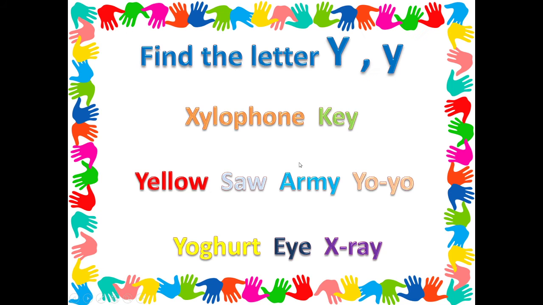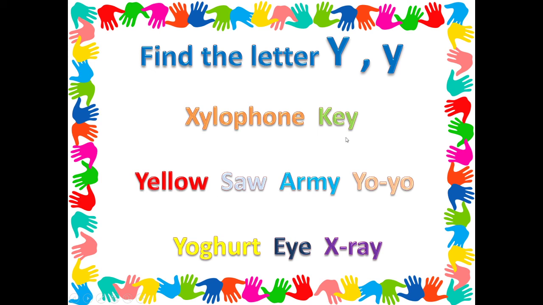Now, let's find the letter Y. Y capital or Y small. Now, xylophone. Does it have the letter Y? Yes, it does. The second letter, Y small. Key. Does it have the letter Y? Yes, it does. The last letter, Y small. Yellow. Does it have the letter Y? Yes, it does. Y capital at the beginning of the word.